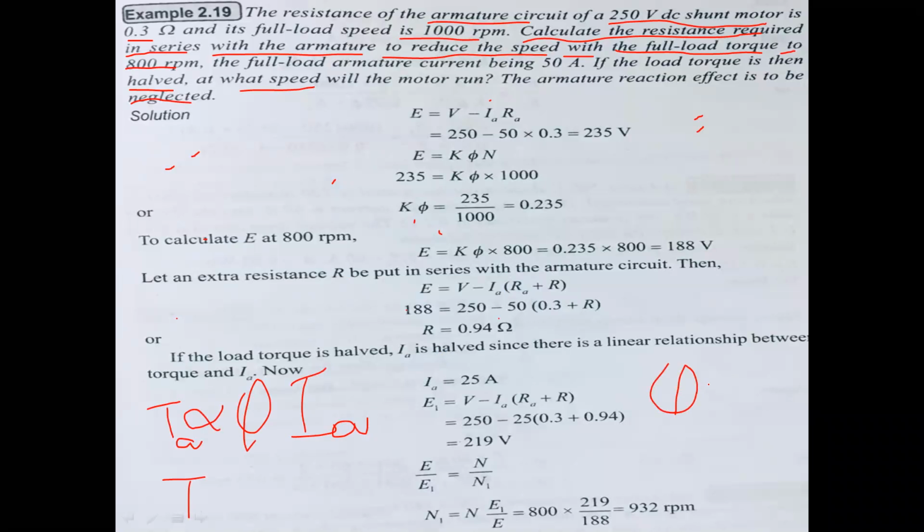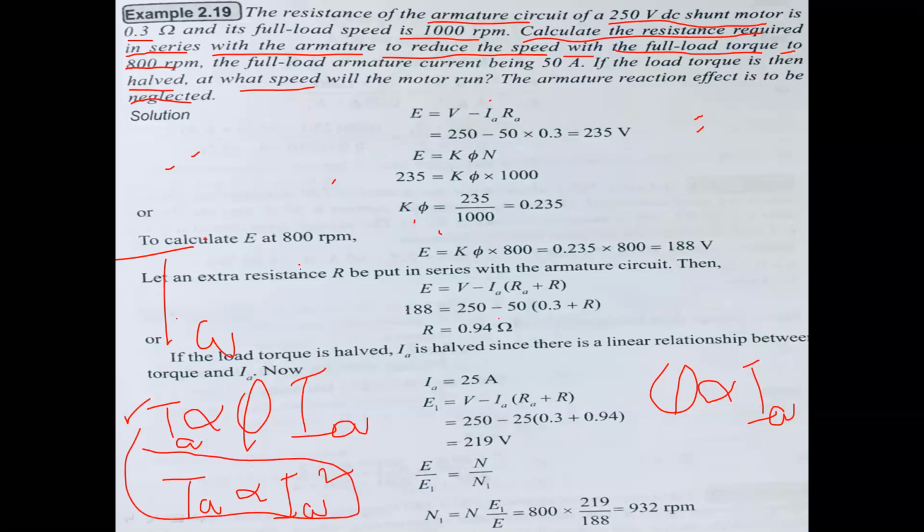In a series motor, flux is proportional to armature current. Therefore, torque is proportional to Ia square. In a shunt motor, torque is proportional to Ia only, because flux is constant. Shunt motor: Ia. Series motor: Ia square. Remember.